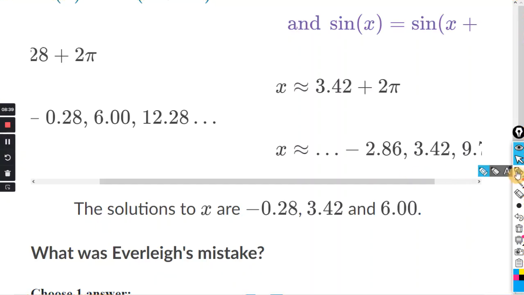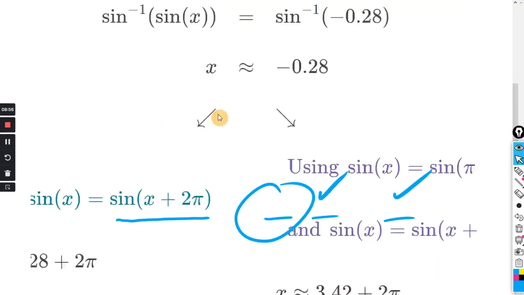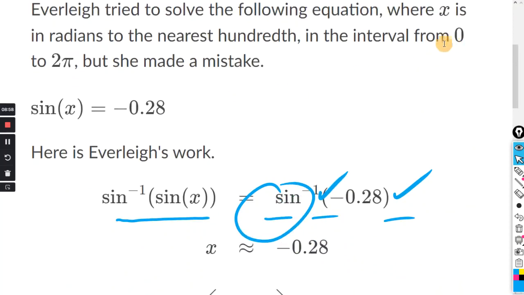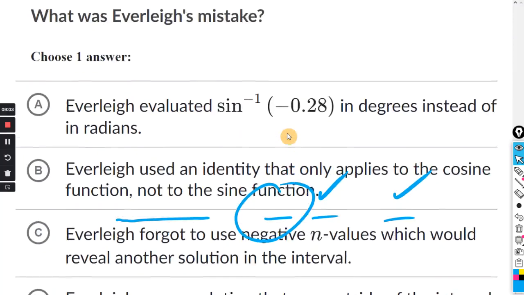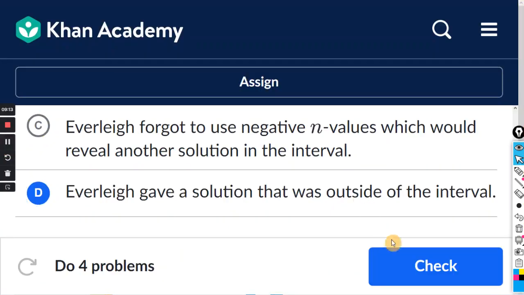Now this person's solutions, this person got negative 0.28, 3.42, and 6. So this one and this one are good, but this one is no good. That one is out of the range. See, it says negative 0.28, but they said the range at the beginning was from 0 to 2 pi. So that was the mistake right there. It's out of the range. All right. So Everlay gave a solution that was outside of the interval. Answer D.